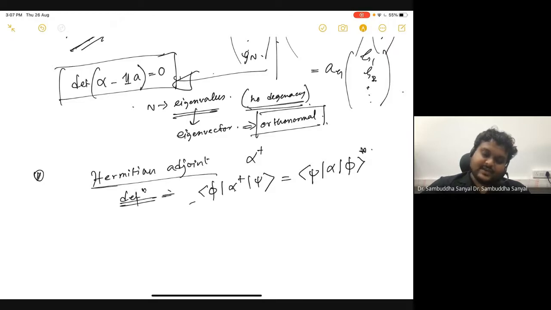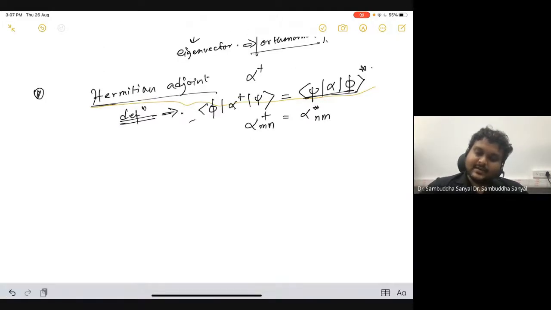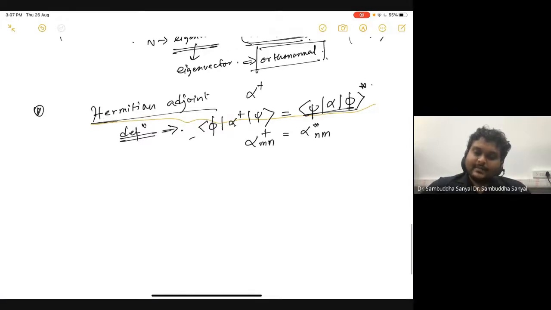I will come back to why you need this definition in a moment. So what does it mean when you do something like that? Let's say phi and psi are some m and n. It gives you some discrete matrix elements. So alpha dagger is nothing but alpha star n m. Notice, because these two orders are flipped, alpha dagger must be alpha star nm. That is equivalent to taking the matrix, exchanging the rows and columns, which means taking a transpose, and taking a complex conjugate of each of the entries.